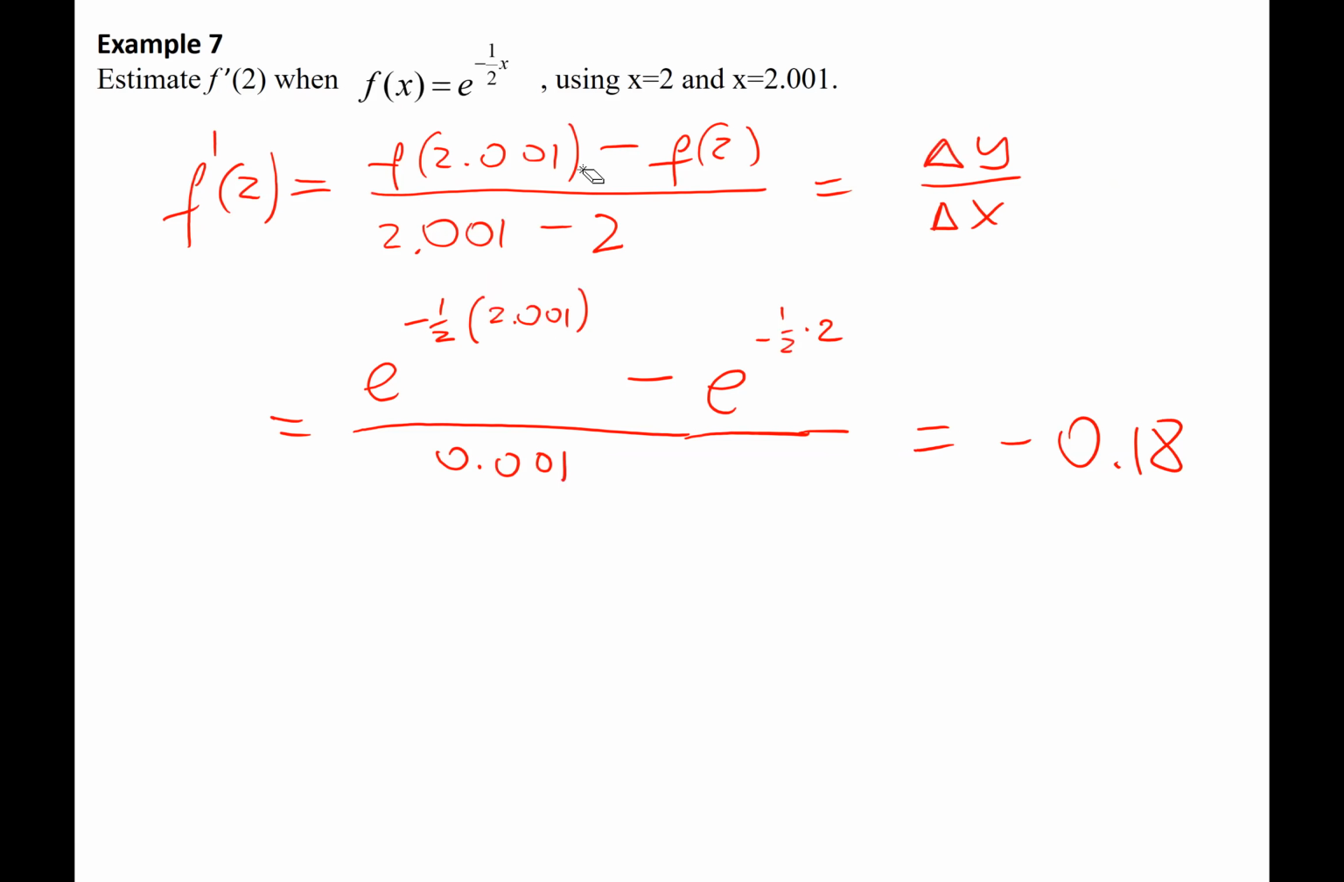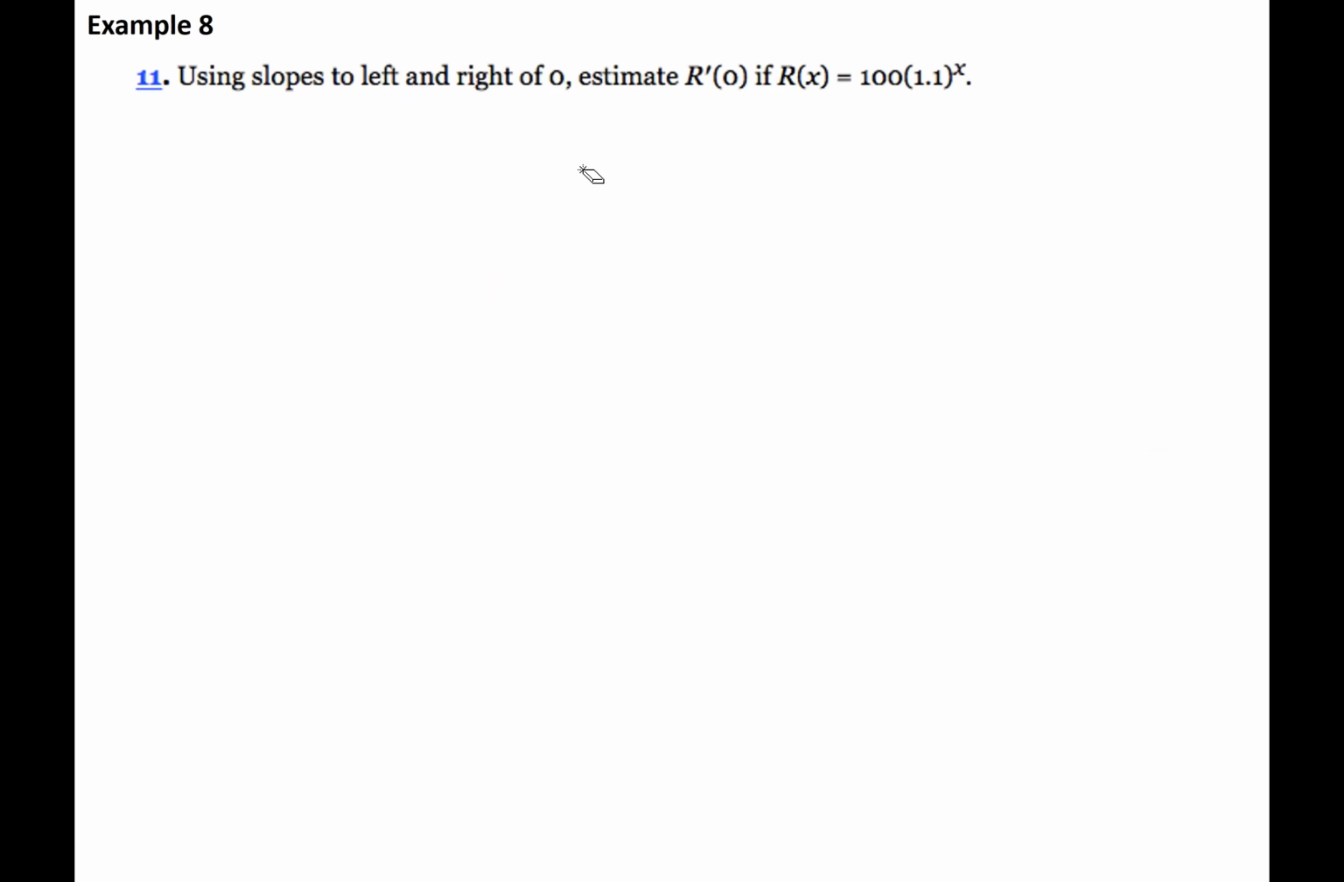Okay, let's do another one. That's also from your textbook. Using slopes to the left and the right of 0, estimate r prime at 0, if the function is defined also as exponential, 100 times 1.1 to the power of x. Now we can see we don't know how far. We have to estimate the rate of change at 0.